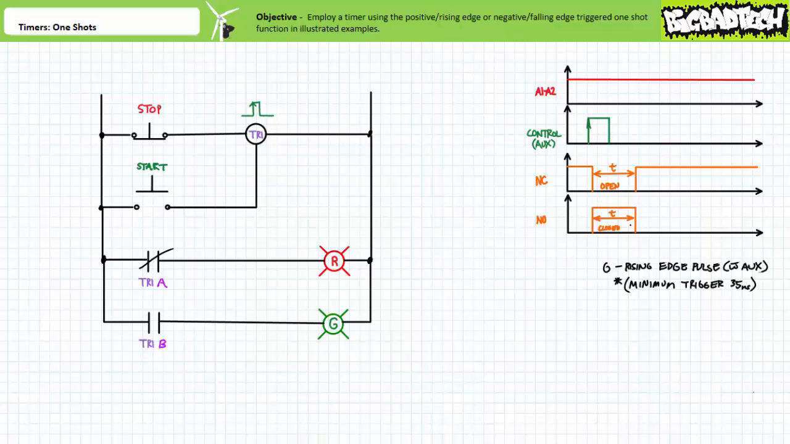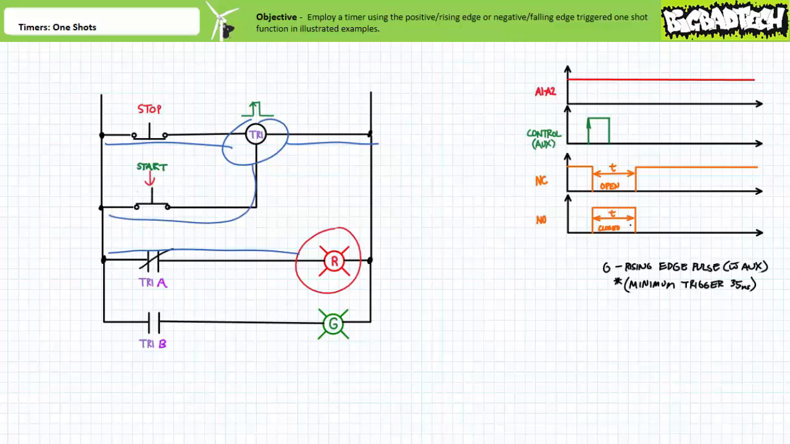Rung 4 contains a normally open contact, TR1B, associated with timer relay TR1, executing the positive edge triggered one-shot function in series with a green pilot light. Again, this timer executing the one-shot function is positive edge triggered, is non-retriggerable, has no reset, necessitates external power, and is set to execute a 5-second delay. Note the start state of this circuit is red light on, green light off.